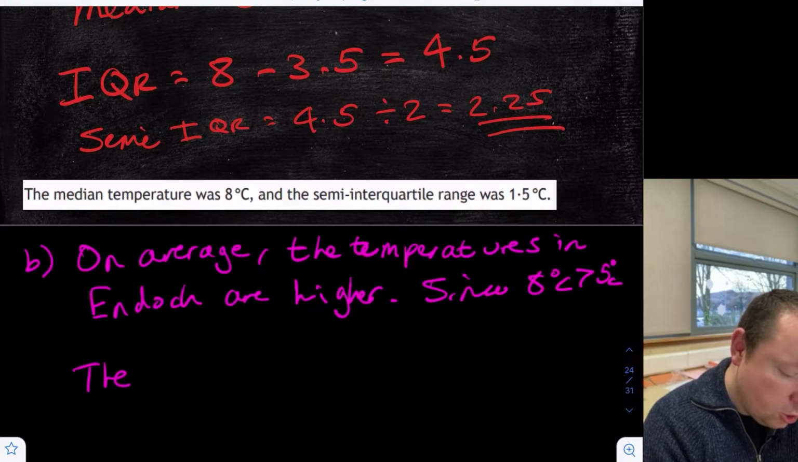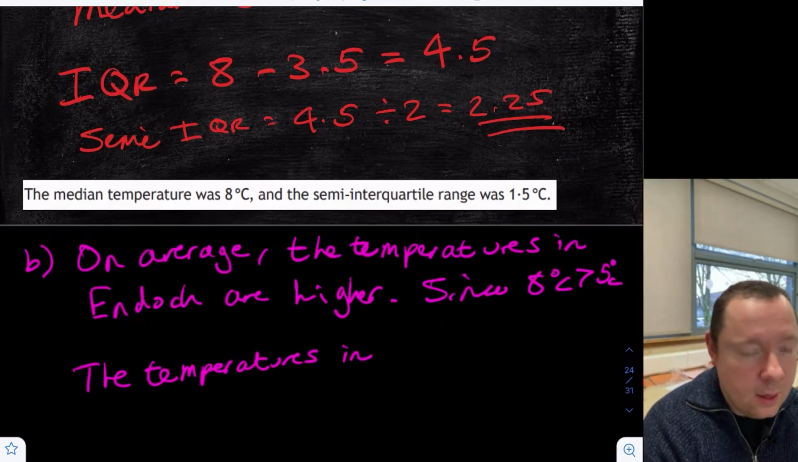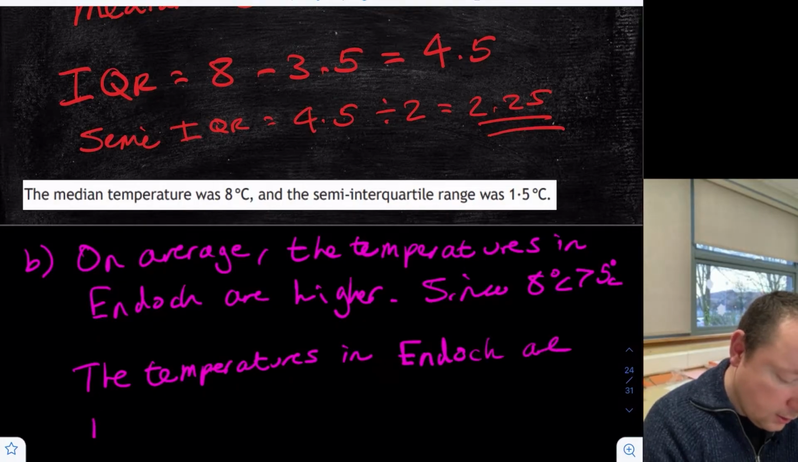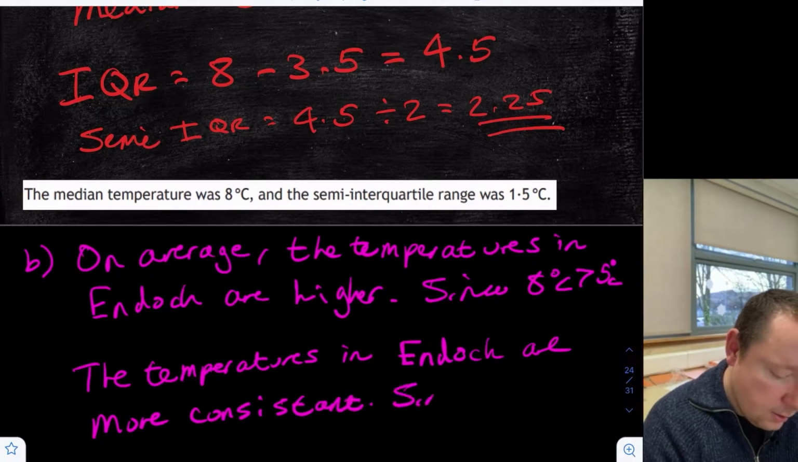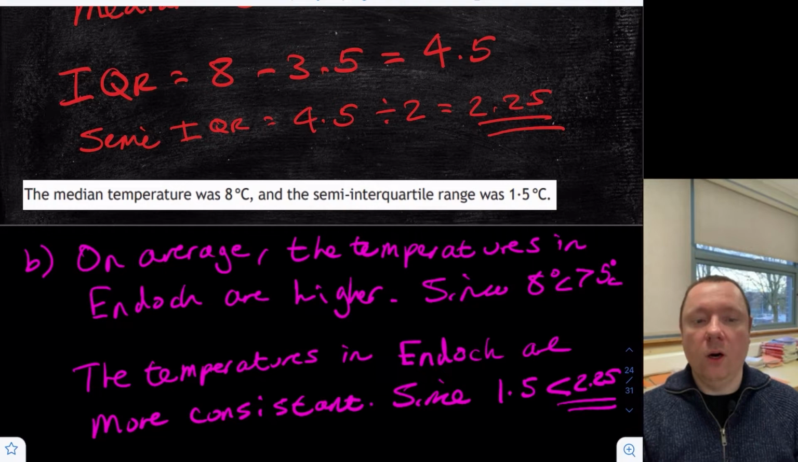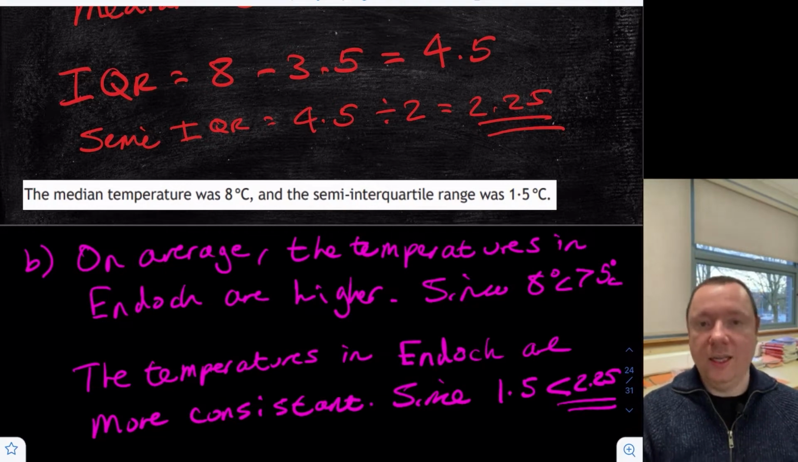The temperatures in NDOC are more consistent, since 1.5 is less than 2.25. So more consistent, smaller interquartile range, just like standard deviation.